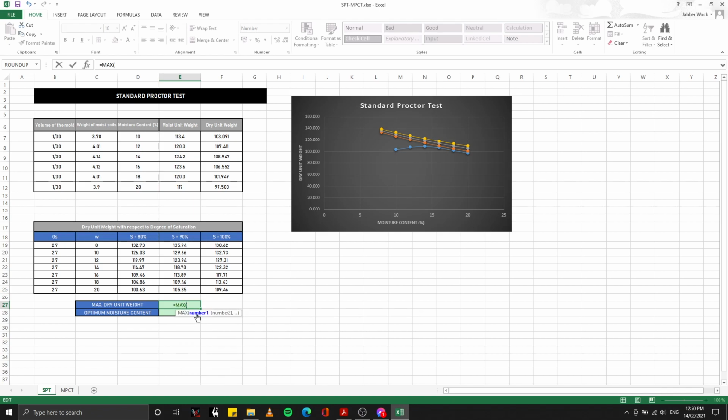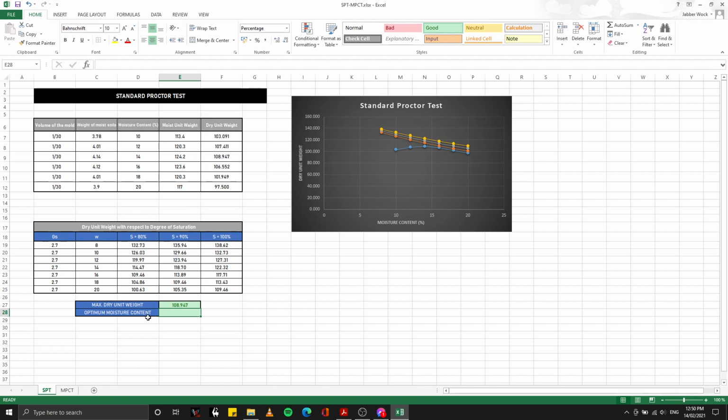Then, hihingi siya ng number. Ang gagawin lang natin is to select these values. So, hold control, then drag down until doon sa final value ng dry unit weight. Then, close the function, and ayun. So, meron bang 108 dito? Ayun, 108.947. So, yan ang ating value for the max dry unit weight.